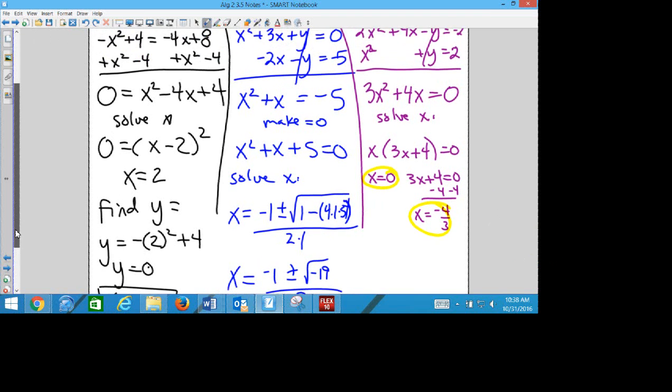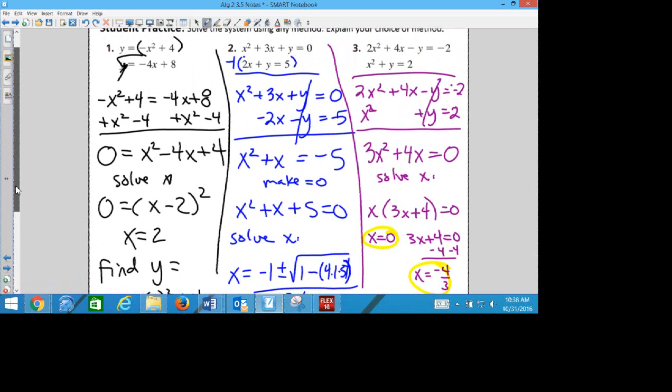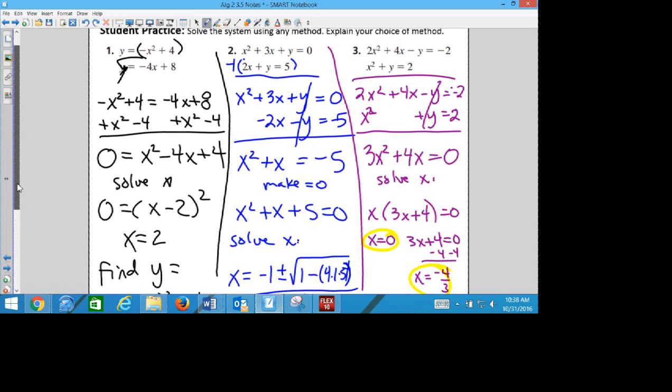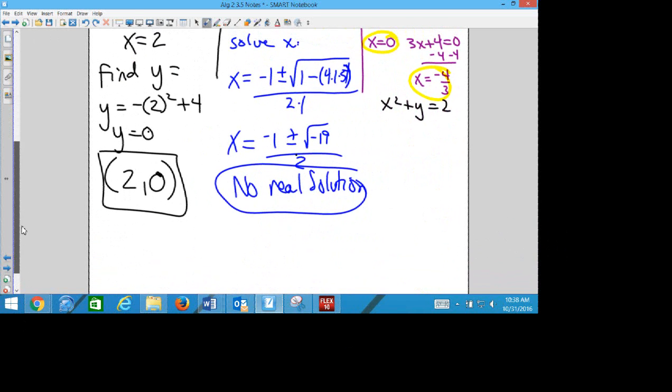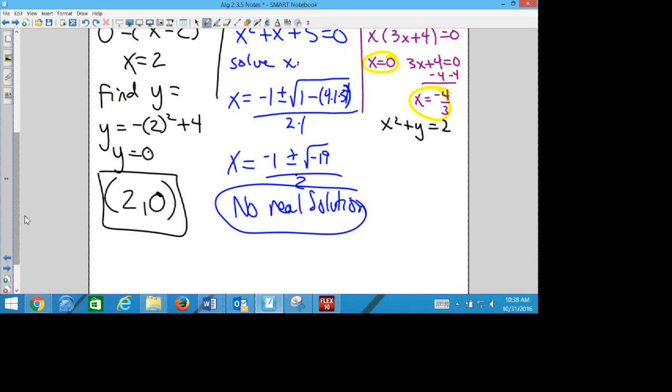So which equation should I plug them back into? Second one, yeah, x squared plus y equals 2. So I'll plug in the first one, x equals 0, 0 plus y equals 2, so y is 2. I'm sorry, my pen is not working very well today. So one of my answers is 0, 2.